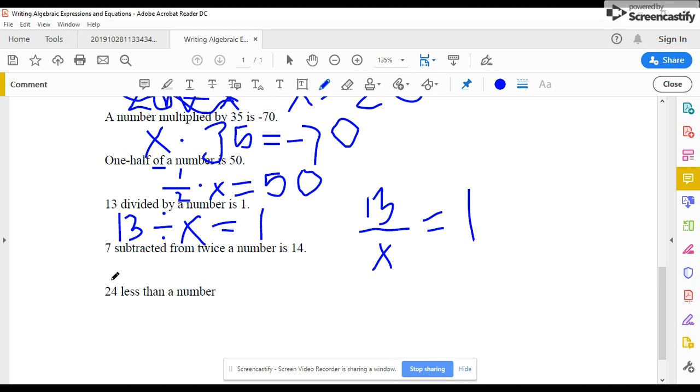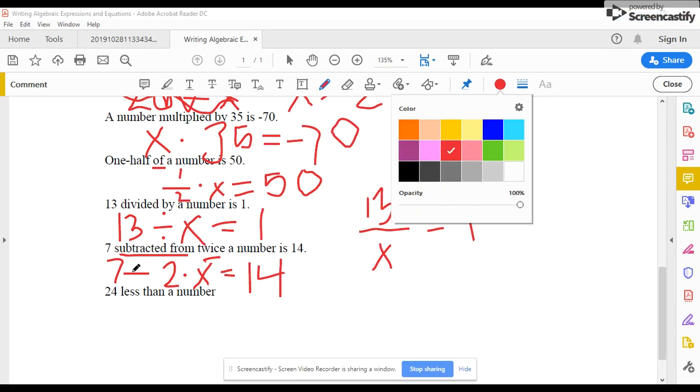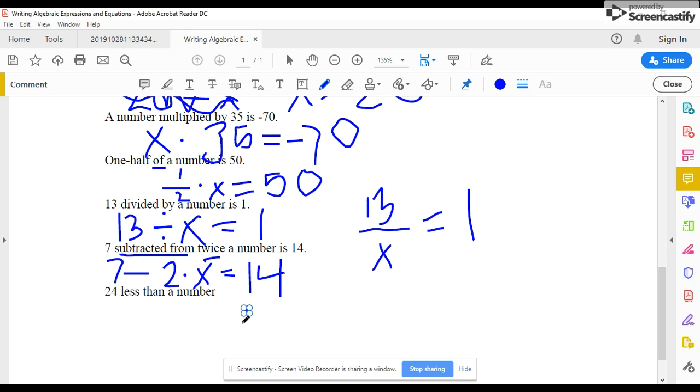Let's see, 7 subtracted from means minus. Twice means 2 times, and then a number x is 14. I'm going to change color so you guys can see how this works. Subtracted from is one that is starred. We talked yesterday about how we don't want to flip everything. We just want to flip what's on either side of, oh, everything changes. I didn't mean to do that. Okay, never mind. We want to just flip what's on either side of the minus, not write the whole thing backwards.